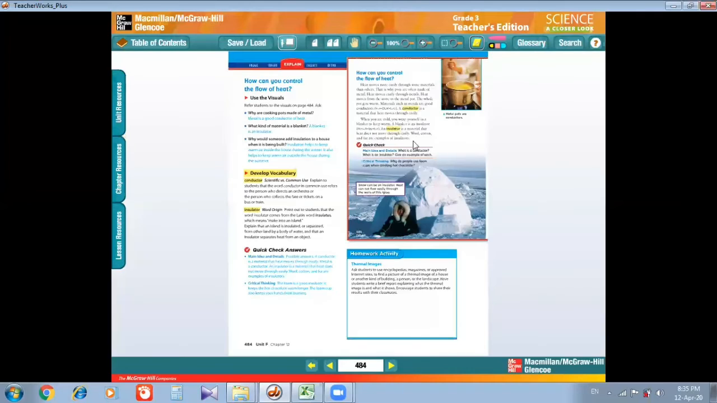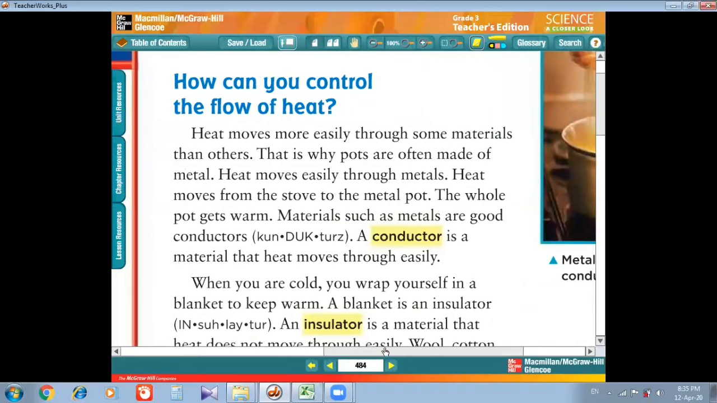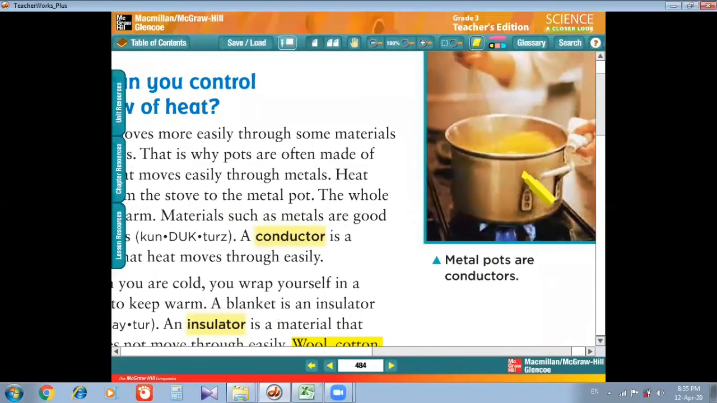Now on the next page, 484, we have how can we control the flow of heat. Heat moves more easily through some materials than others. That is why pots are often made of metal. Means some materials will conduct, will transfer the heat quickly, and some slowly. Like for example, the metal pots we use in cooking are made from metals. Why? Because they are good conductors.